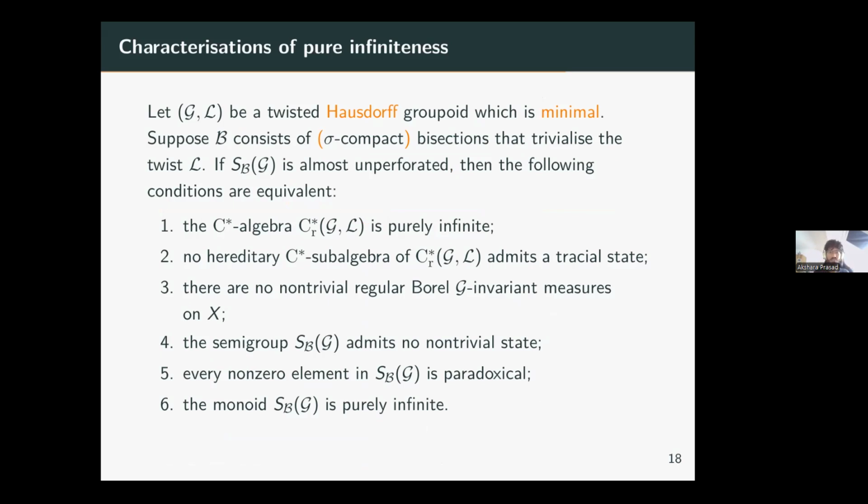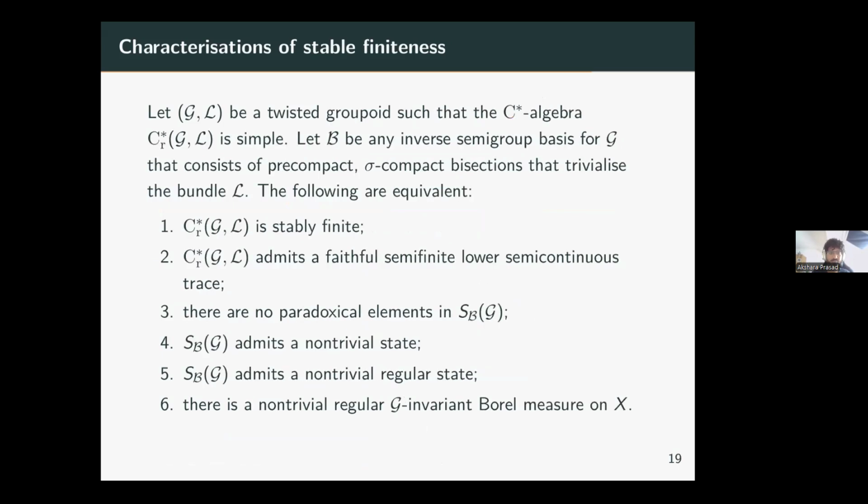Okay, so if the groupoid is Hausdorff, topologically free and minimal, and the type semigroup is almost unperforated, then we have this. Similarly, we have characterizations for stable finiteness. If the groupoid has an inverse semigroup basis consisting of pre-compact, sigma-compact bisections that trivialize L, same as before. Here we have pre-compact as well. And if the C*-algebra is simple, then we have these equivalences.